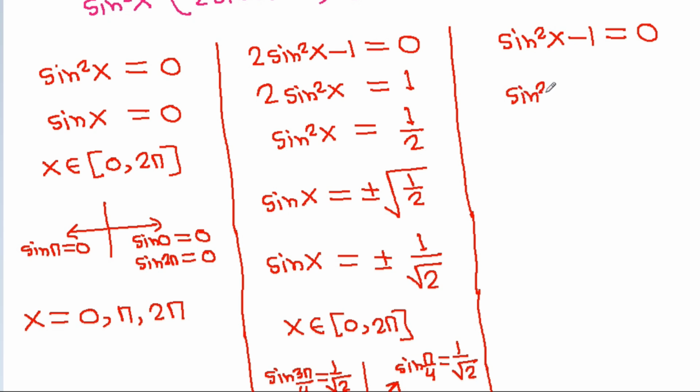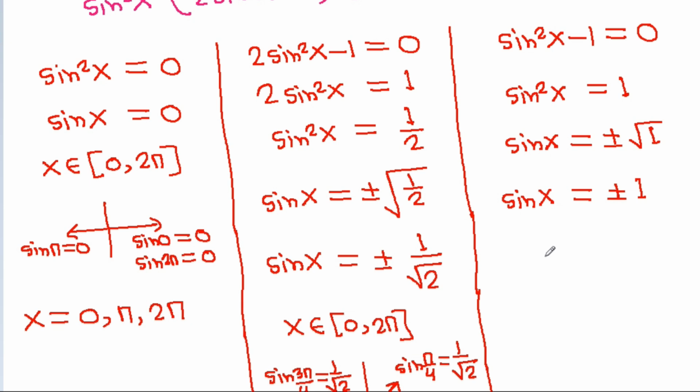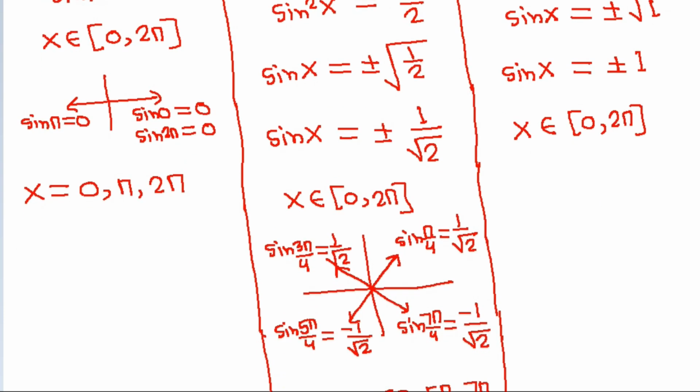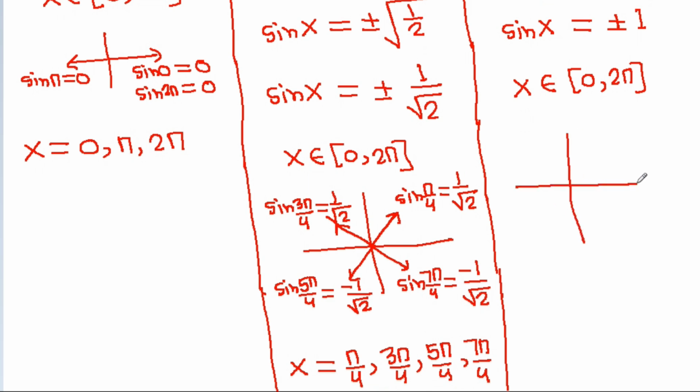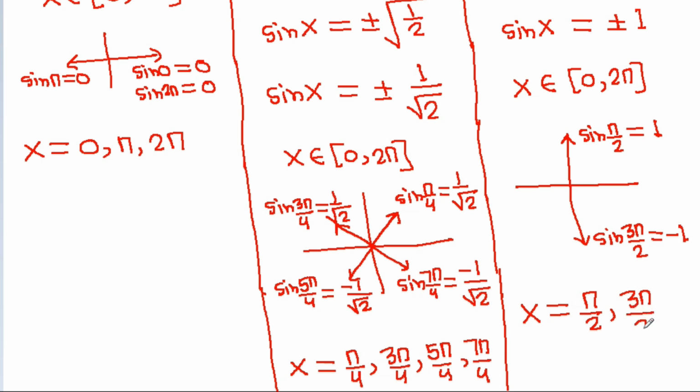And here sin^2 x is 1. So sin x will be equal to plus minus square root of 1. So sin x is equal to plus minus 1. And x belongs to 0 to 2 pi. So sin pi by 2 is 1, and sin 3 pi by 2 is minus 1. So from here, we get x is equal to pi by 2 and 3 pi by 2.